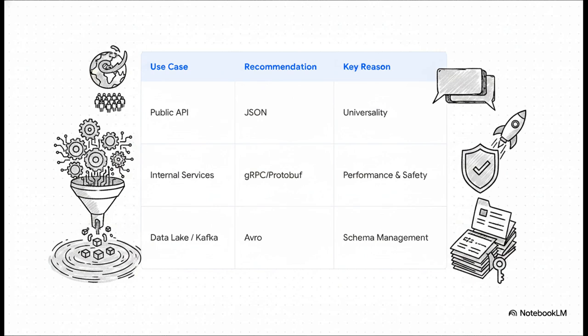Are you building a public REST API for the whole world to use? You should probably stick with JSON. Its main advantage is that everyone understands it. But for high-speed, high-performance communication between your internal microservices, the speed, the small size, and the compile time safety you get from something like gRPC with protocol buffers is, without a doubt, the professional choice. It's built for the job.